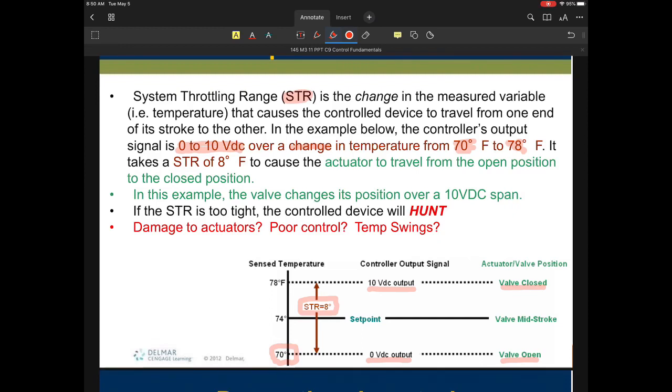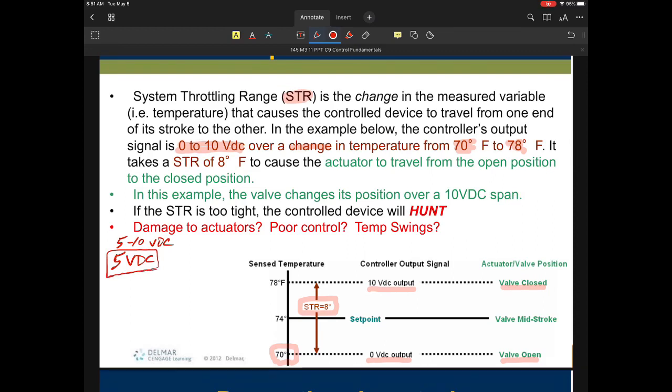So in the example here, that would require a valve that would change its position over a 10 volt DC span, is what it would mean if I were using a 0 to 10 volt signal. So maybe this becomes 0 volts on an open valve, 10 volts on this. I'm going to give you one example here that is something I've had to deal with in the field, where I happen to have a 5 volt DC span valve.